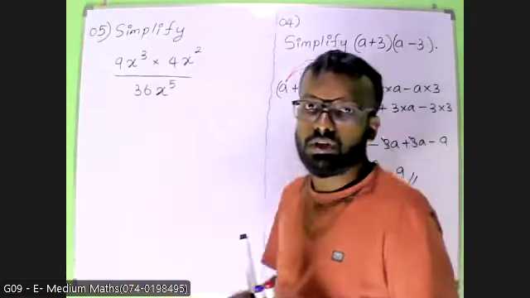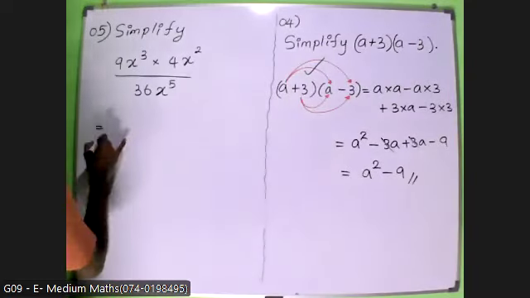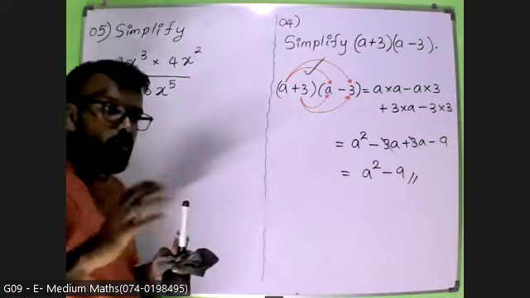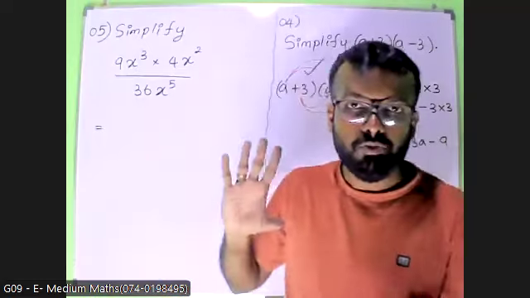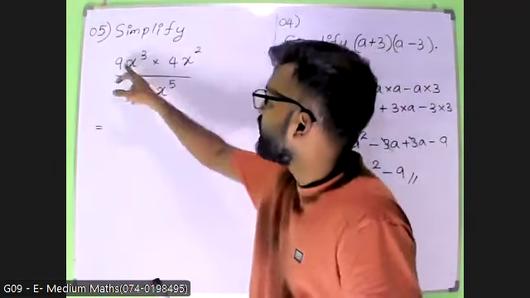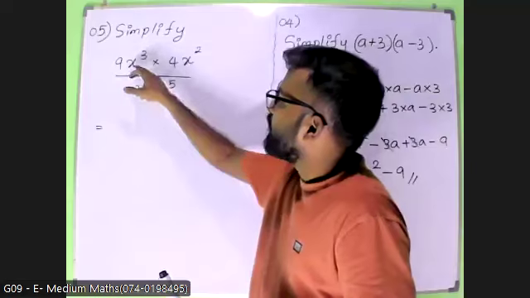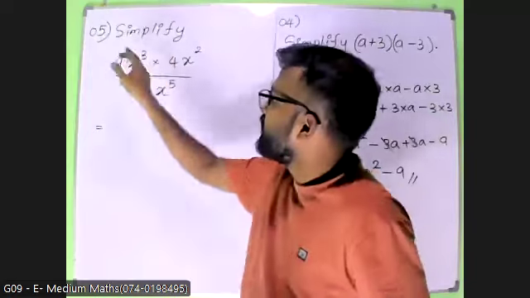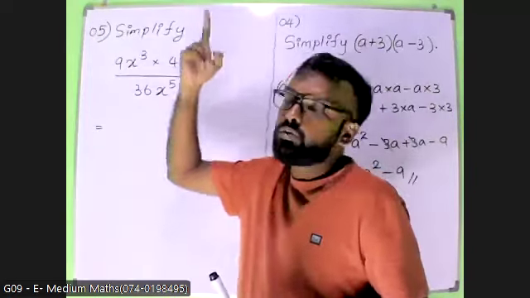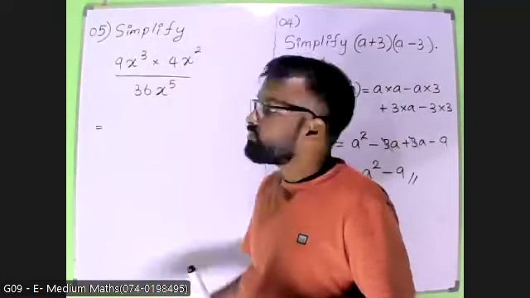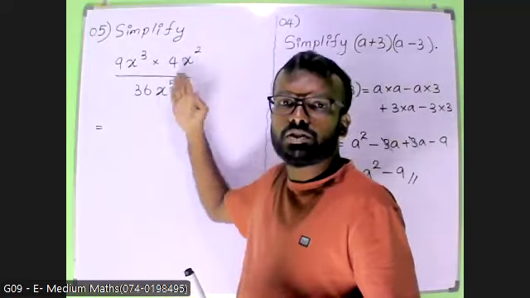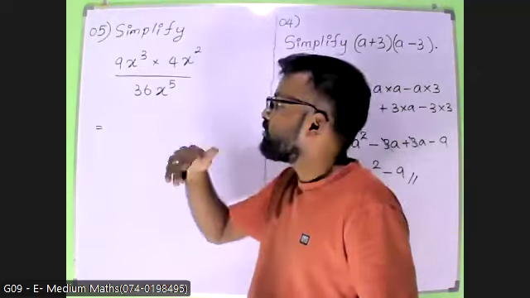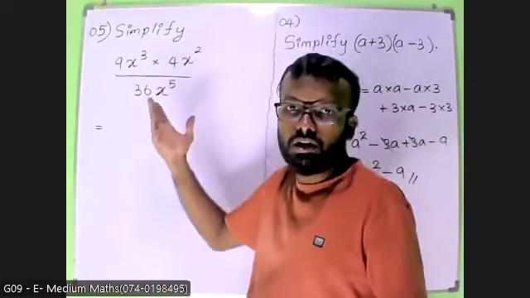This one is very easy, right? I will take the numbers at first, or if you are confident enough: 9 times 4, 36. X to the power 3, x to the power 2, same base, so you can add the powers. 3 plus 2, 5, x to the power 5. In the denominator also, 36, x to the power 5. Cancel out. So you can get the final answer, 1.